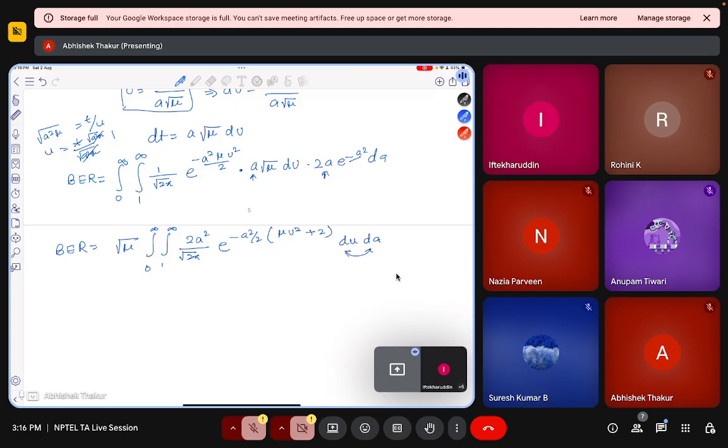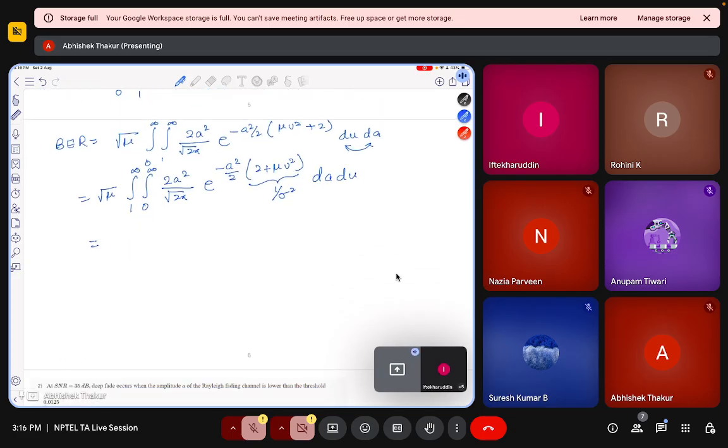So now we will exchange this. First we will do with respect to da, and then we will do integration with respect to du. So this integral will come second. Now this will come first: 0 to infinity 2a over square root of 2 pi e to the power of minus a square by 2 times (2 plus mu u squared) da du. Now let's take this term as 1 by sigma square.